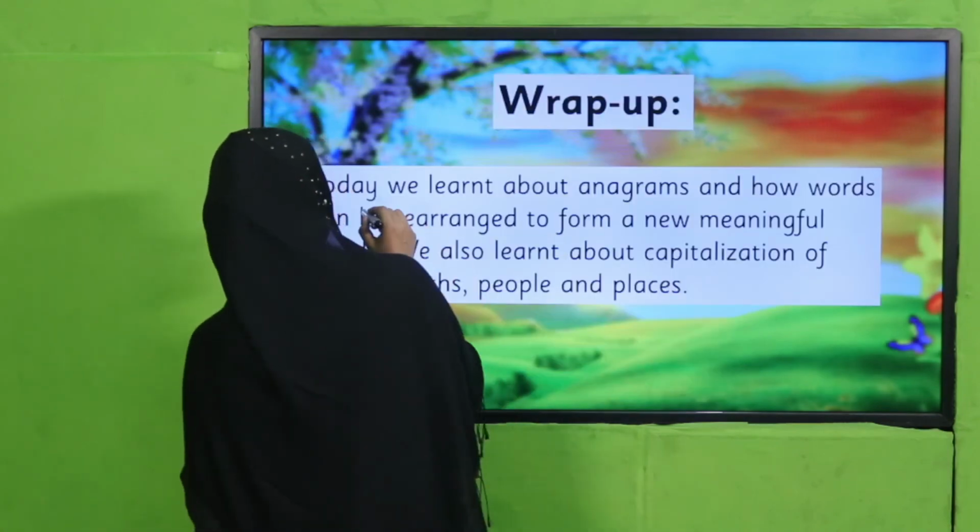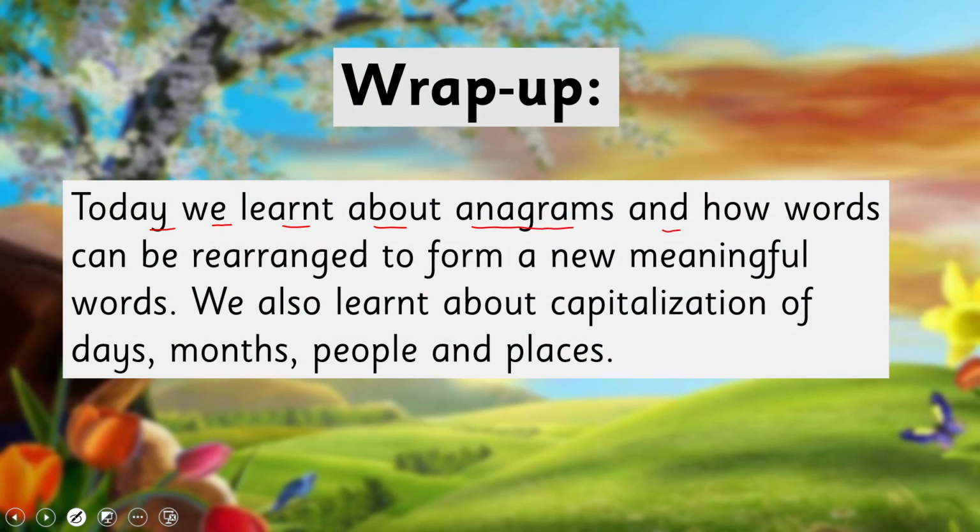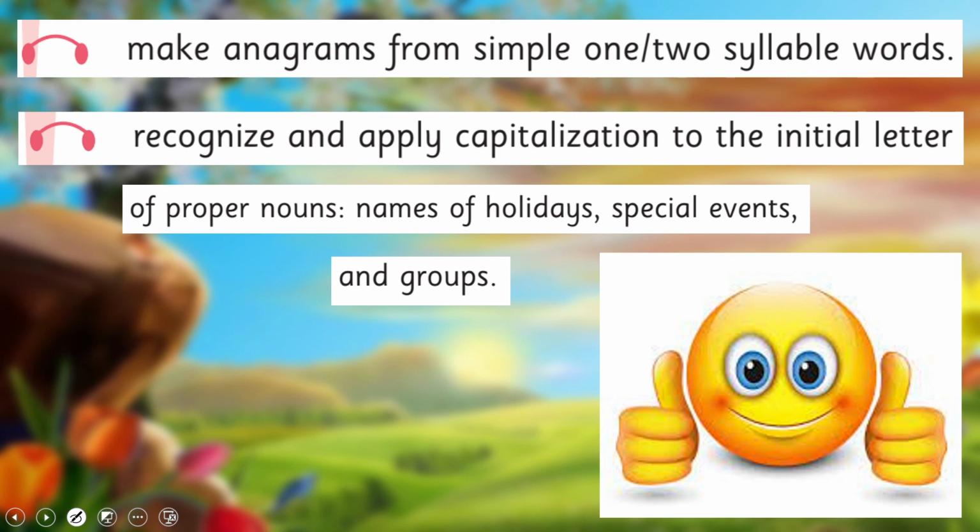Let's wrap up what we have learned today. Today we learned about anagrams and how words can be rearranged to form a new meaningful word. We also learned about capitalization of days, months, people and places. In this way we have covered our SLOs: make anagrams from simple one to two syllable words, and recognize and apply capitalization to the initial letter of proper nouns, names of holidays, special events and groups.